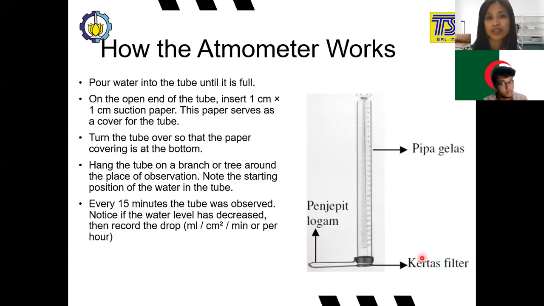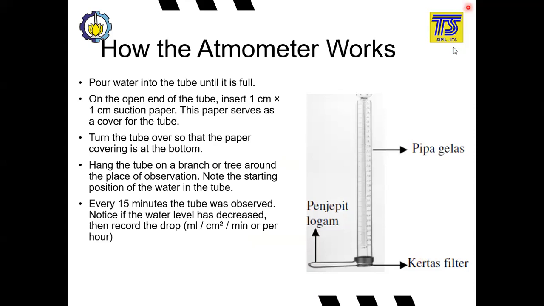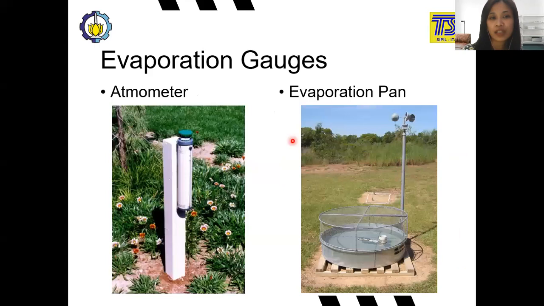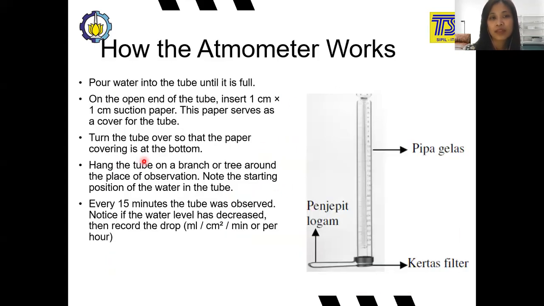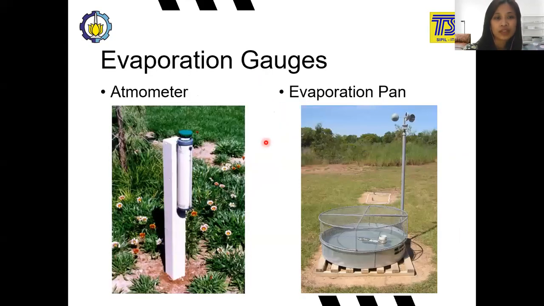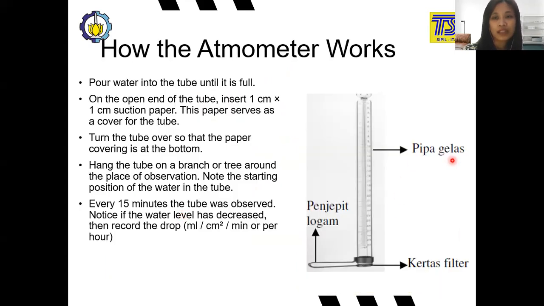So how does the atmometer work? Usually the atmometer is made like this in the laboratory. The picture shows the auto atmometer. But principally, the atmometer works like this. At first, we pour water into the tube until it is full. So this is the tube, and this is the laboratory type of the atmometer, like a glass pipe. And then there is this water paper filter, and we pour water into the tube until it's full.